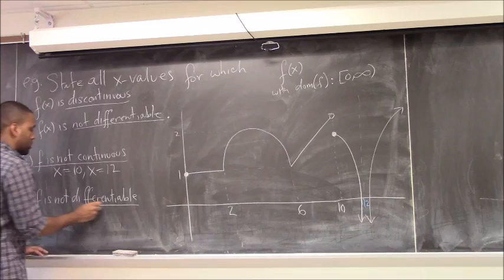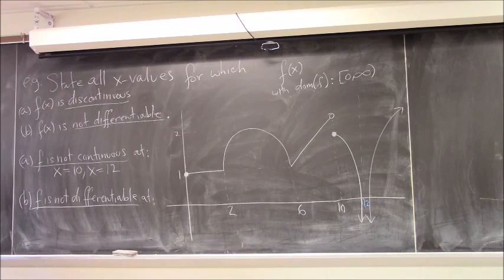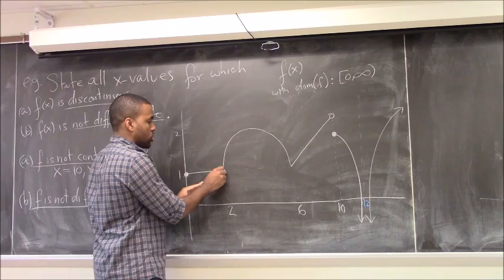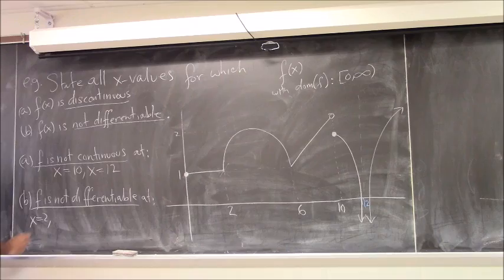Now, for what x values is f not differentiable? All the x values? 2, 6, 10, 12. Okay. So at 2, we're not differentiable because that's a sharp corner. It comes in as a straight line and then branches off as a semicircle, so that's a sharp corner. There's no way to draw a nice tangent line there. And so 2 is actually bad. Again, at 6, we have the same situation happening. There's a sharp corner here, a sharp turn. So x equals 6.